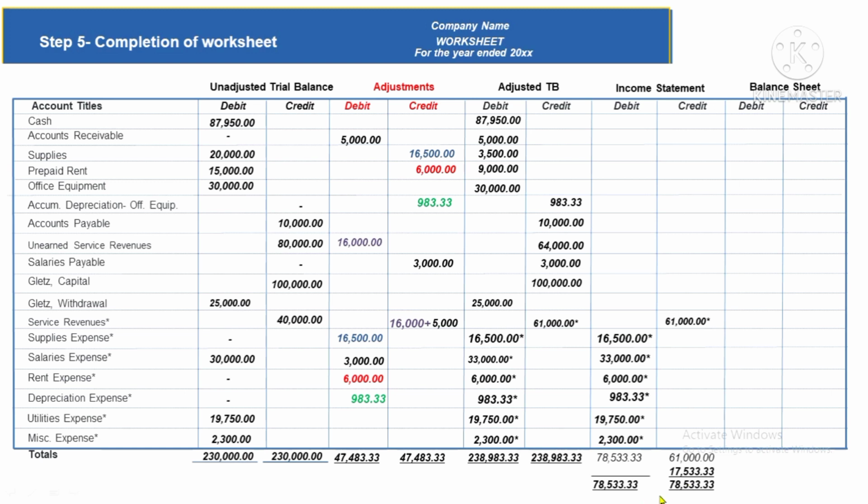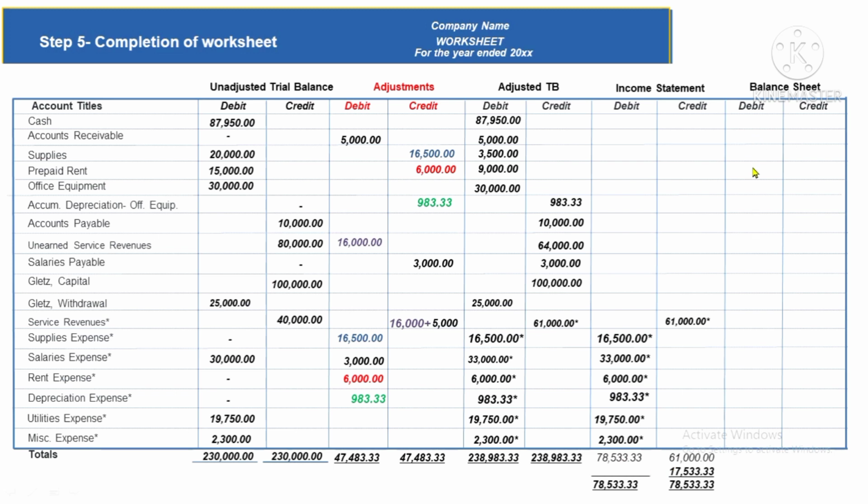But what is the meaning of this, especially this amount? Actually, you know already that the expenses are on the debits, right? And of course, the revenues are on the credits, right? So this means, since the debits are greater than the credits, that there is a loss, which is 17,533.33. But if the credits or the revenues are greater, on the other hand, of course, the difference of the two will become the income of the company.